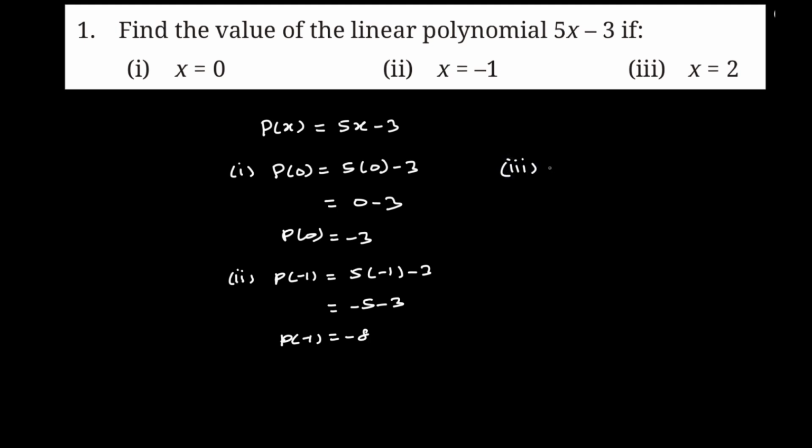Third one, find the value of P of 2. So 5 into 2 minus 3. 5 into 2 is 10. So 10 minus 3 is 7. So the value of P of 2 is 7.